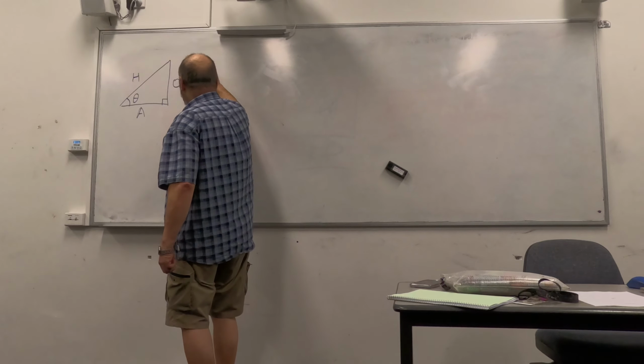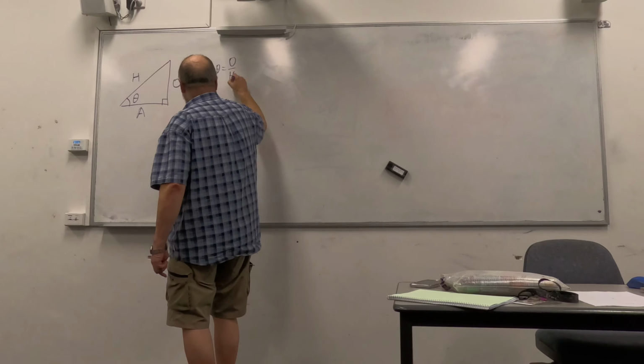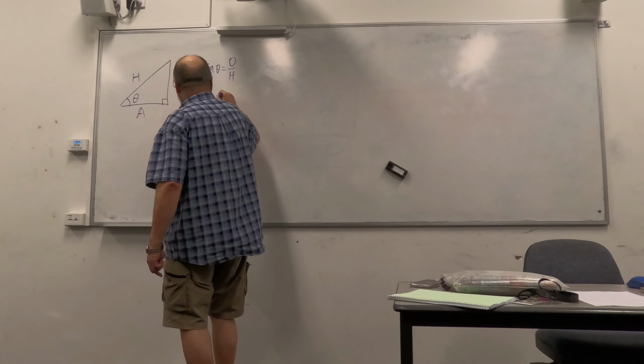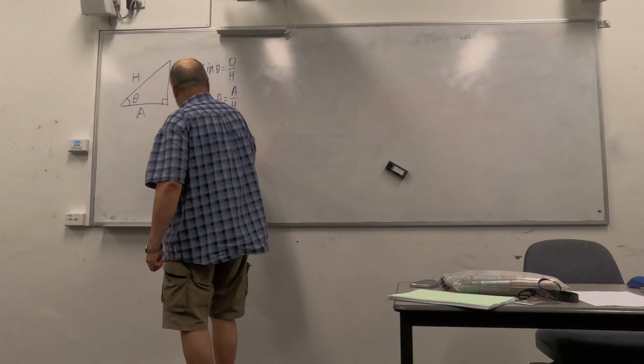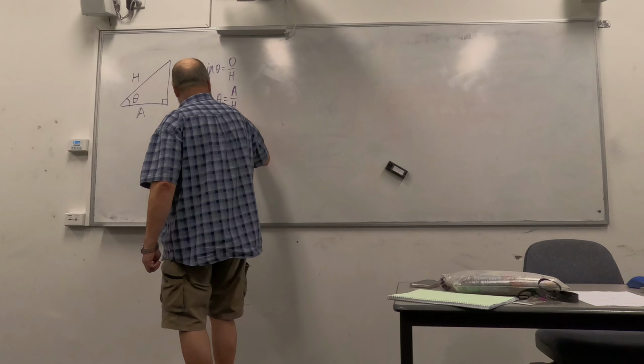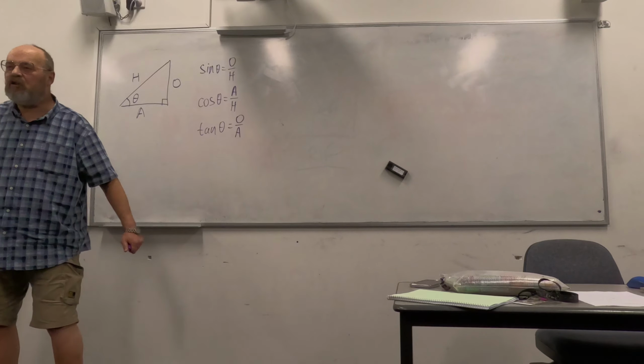Sine theta, opposite over hypotenuse. Cosine theta, adjacent over hypotenuse. Tan theta, opposite over adjacent, which is easy to memorize with SOHCAHTOA.